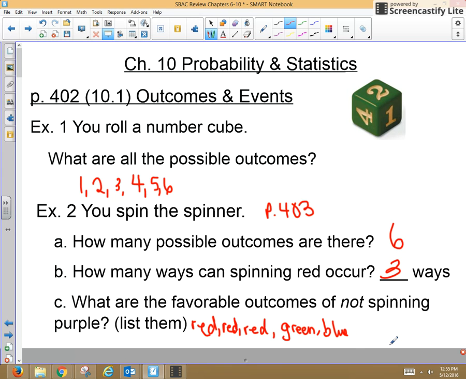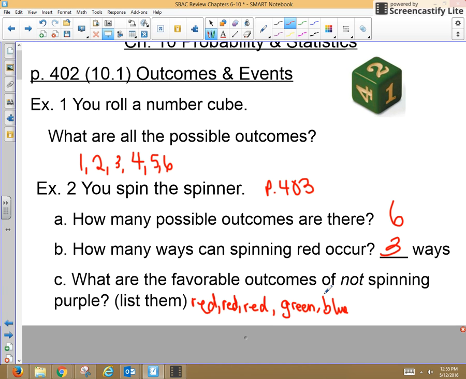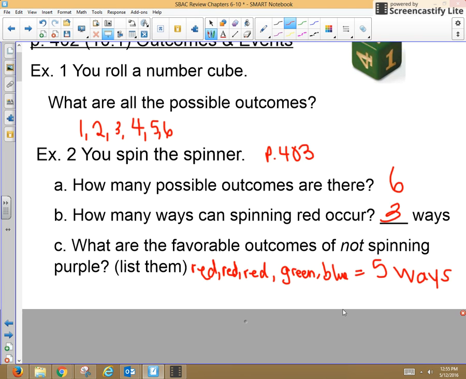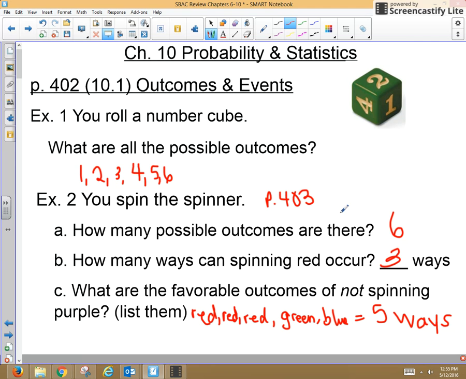So if you look at page 403, you will see the spinner and you'll be able to identify all of the outcomes that are not purple. So if you notice, there are 5 ways that are not purple. So 5 out of the 6 sections are not purple. That is lesson 10.1.